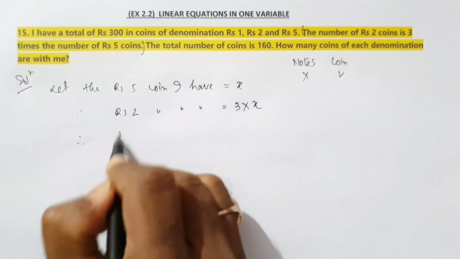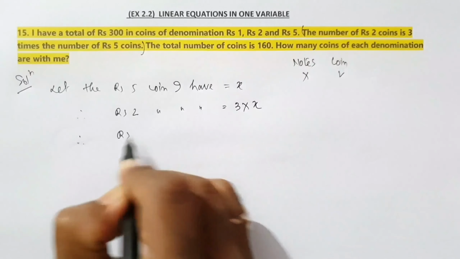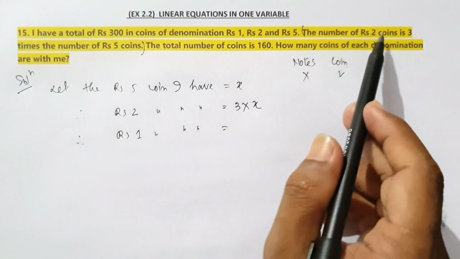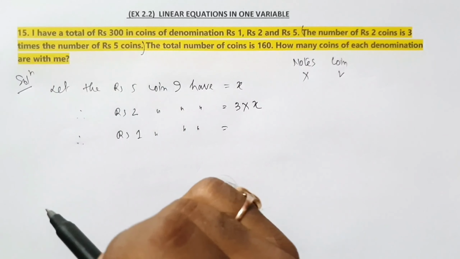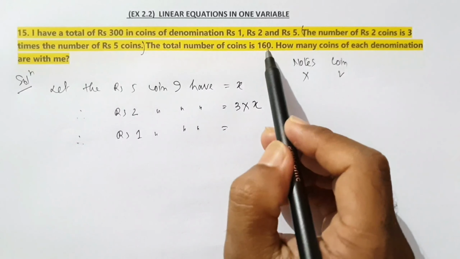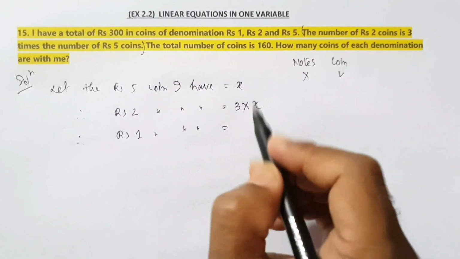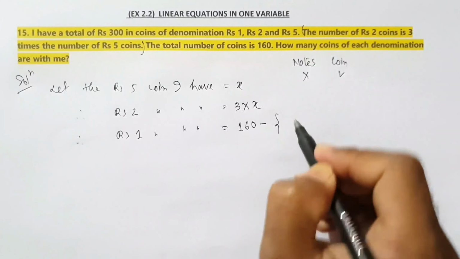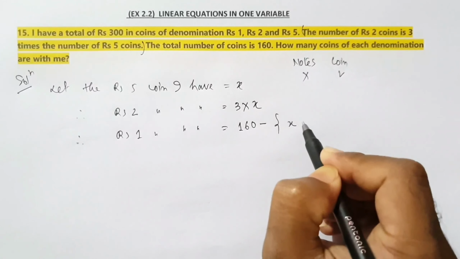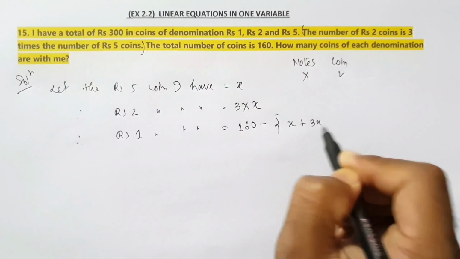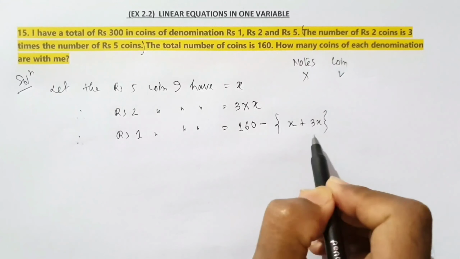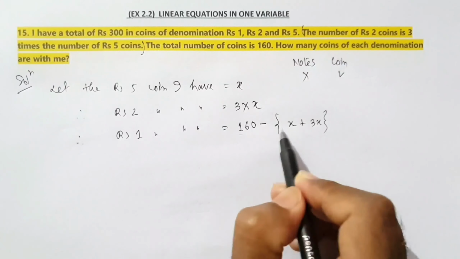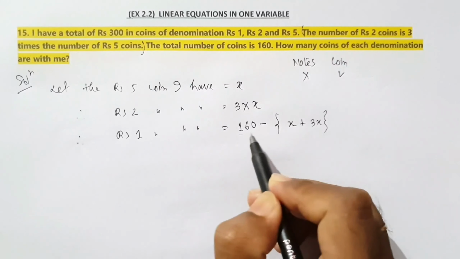Now what about rupees 1 coin? If we see the question, nowhere is rupees 1 coin mentioned. Only 2 rupee coin and 5 rupee coin are mentioned. But the total number of coins is 160. It means that from the total number of coins, if I subtract the 5 rupee coins and 2 rupee coins, I have the 1 rupee coins.